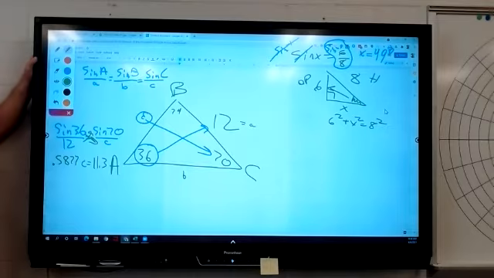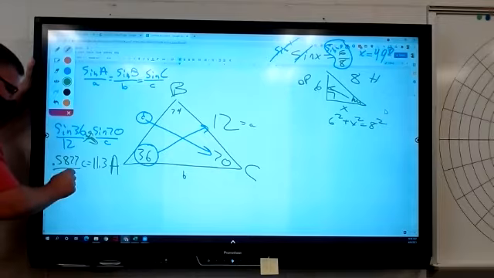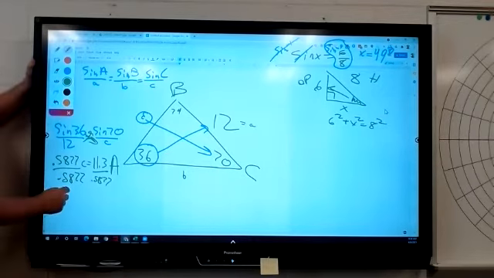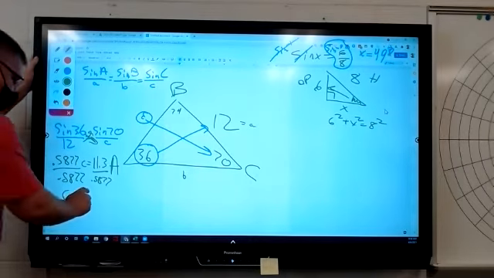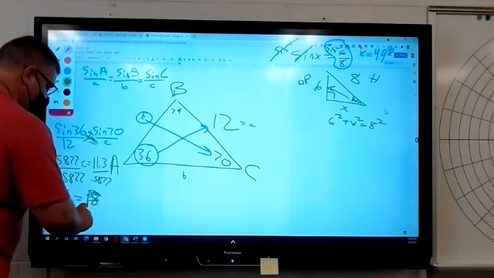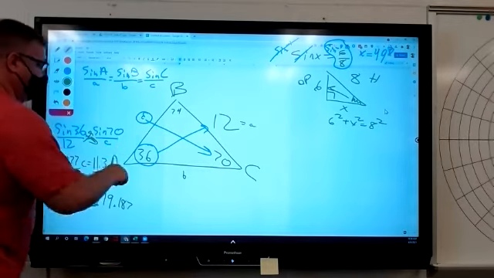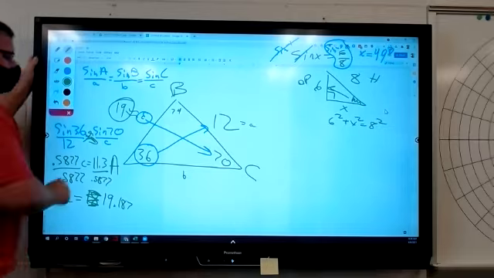What do I do to get C by itself? Divide both sides by 11.3. Okay, C equals 19 point what? 187. Okay, so approximately 19. Do we agree with that?